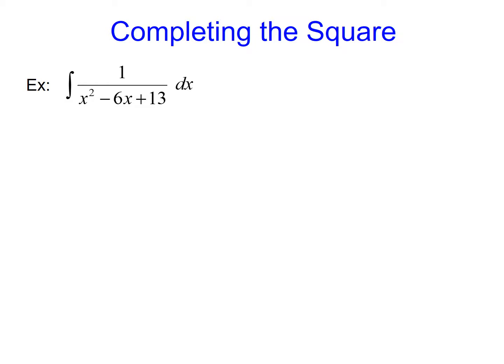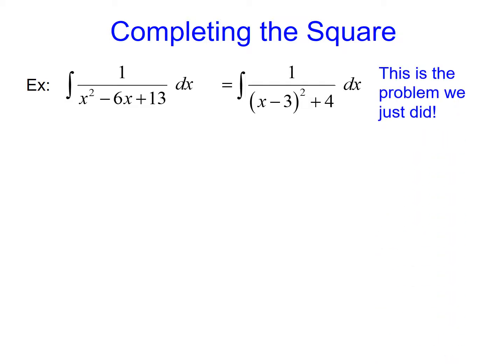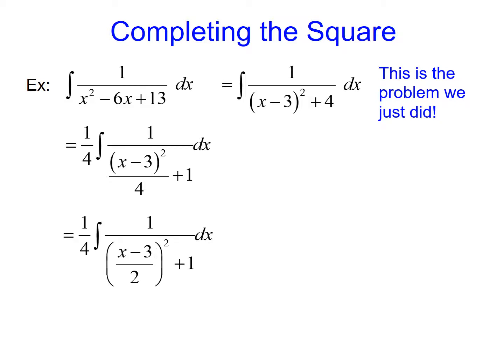Here we're going to see how we can use the method of completing the square. So we're going to complete the square in the denominator. Half of -6 is -3, squared is 9. So we could have that as x squared minus 6x plus 9 plus 4. And we can factor that square, as you can see right here. And it turns out this is the problem that we just did. So again, we factor out a 4th, simplify that squared term on bottom, and take the antiderivative.